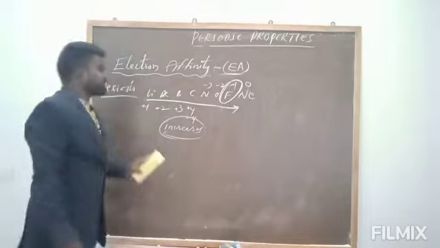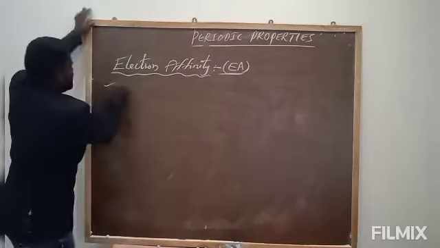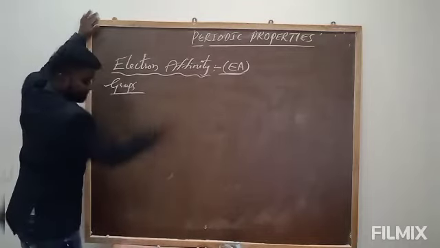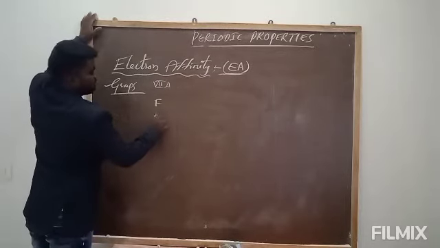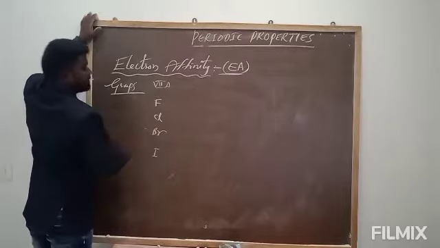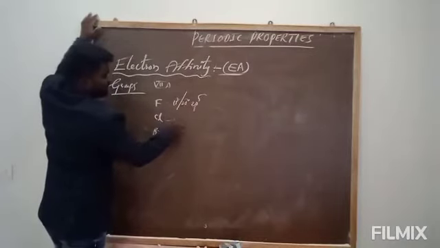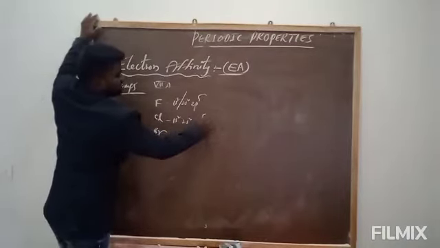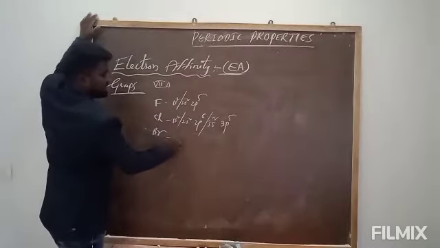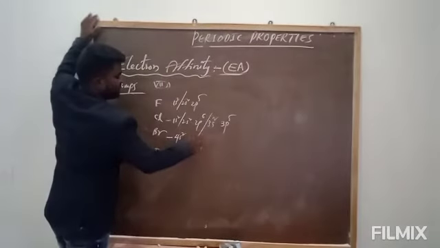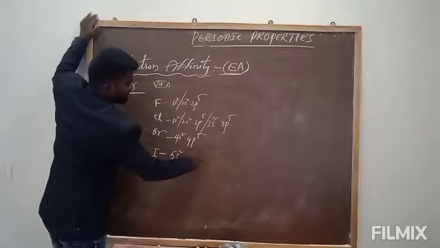Now groups. In a group, I am taking the 7th A group: fluorine, chlorine, bromine, iodine. Fluorine 1s2, 2s2, 2p5. Chlorine 1s2, 2s2, 2p6, 3s2, 3p5. Bromine valence shell will get 4s2, 4p5. Iodine will get 5s2, 5p5.